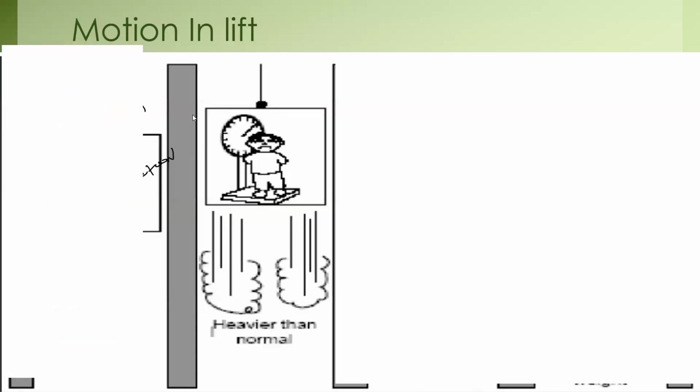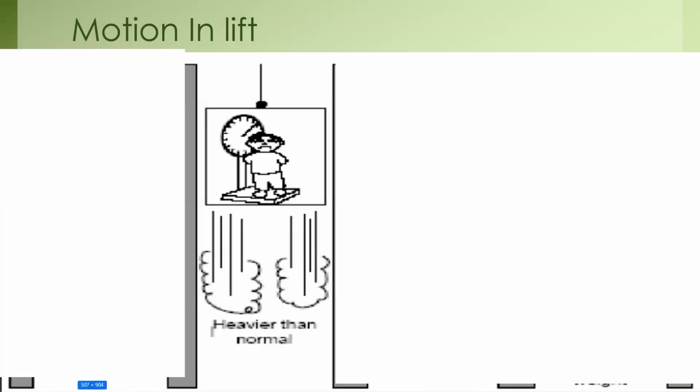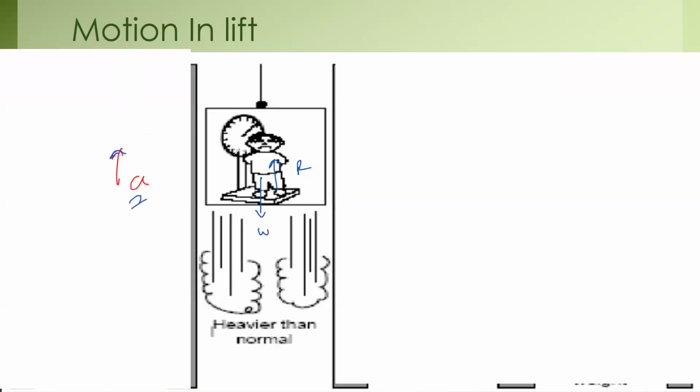But what will happen if the lift is accelerating upward, like going upward? So the lift is accelerating upward. First, what are the forces acting? The forces acting are the weight of the person and the normal contact force. Because the lift is accelerating upward, the acceleration of the person should be the same as the acceleration of the lift. So both should have the same acceleration. What will happen in this case when I write the equation? Which force should be greater?